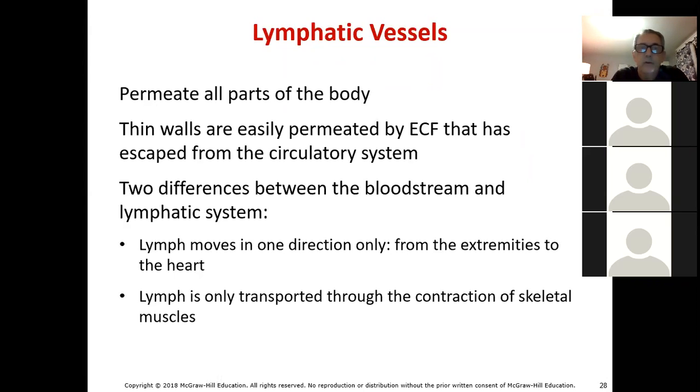Lymphatic vessels permeate all parts of our body. Their thin walls are easily permeated by the extracellular fluid that has escaped from the circulatory system. There are two differences between our bloodstream and lymphatic system. The lymph moves in one direction only, from the extremities to the heart, and there's a sort of pumping action involved. Lymph is only transported through the contraction of our skeletal muscles, so moving, walking, everything helps to move the lymph.